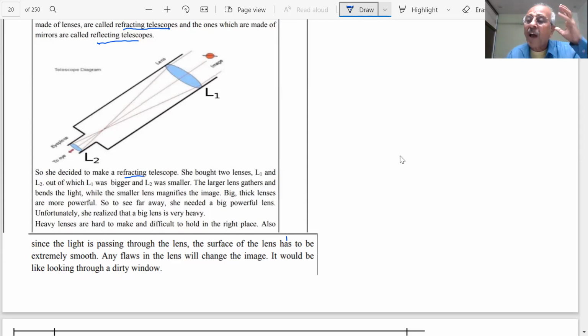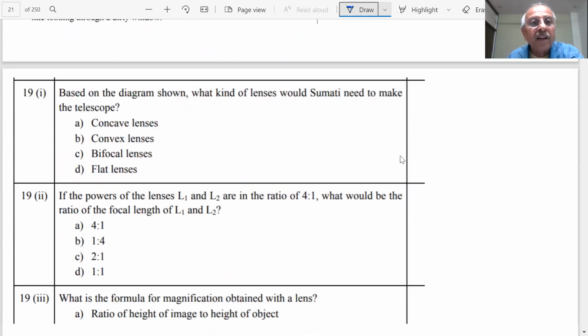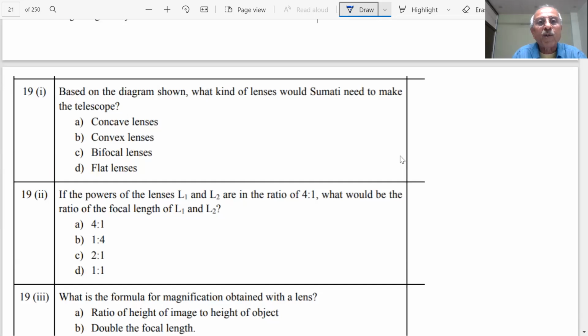So students, for any question you answer, first you must be able to read it very properly, and let us see what are the questions which have been asked. The question is, based on the diagram shown, what kind of lenses would Sumati need to make a telescope? It is clear that there are two convex lenses which have been used. One is bigger, the other is small. The bigger lens is gathering light and converging it. Then you have an eye lens, student, which is a smaller convex lens, and this magnifies the image.